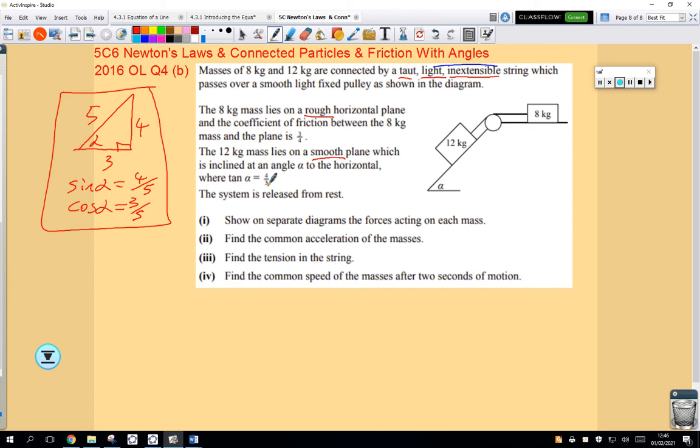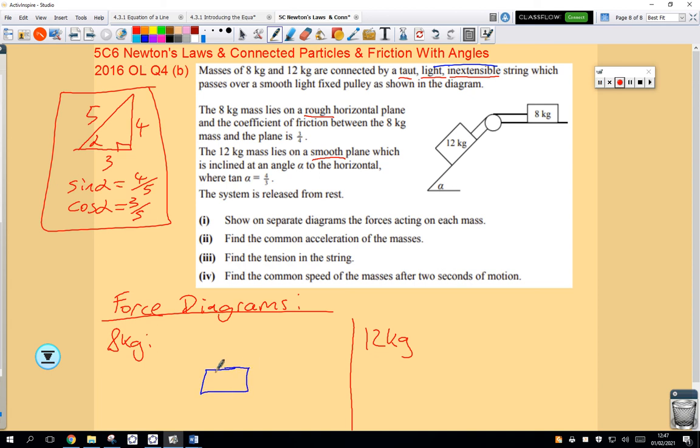And you want to get to that stage where you're able to do a lot of that stuff in your head. Showing separate diagrams of the forces acting on each mass, we would be doing that anyway to find the acceleration and the tension. So we're going to draw our force diagrams. We're always going to give them a label, force diagrams. They're pretty straightforward, hopefully at this stage you're used to these things. So we've got a force diagram for our 8 kilogram particle and our force diagram for a 12 kilogram particle, and that's what we're looking at here. Force diagram for the 8 kilogram particle.